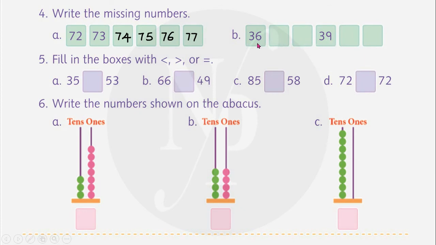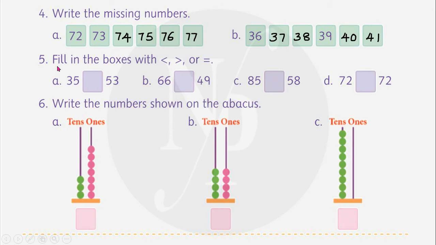Coming to B, here 36 is given, 2 blank spaces are given and 39 is given here. If you continue the counting here, after 36 we will get 37, 38, 39, 40, 41. We have to fill these boxes. So after 36 we have to write 37 here. 37, 38, 39 is given. We will write 40 in this box and then 41.